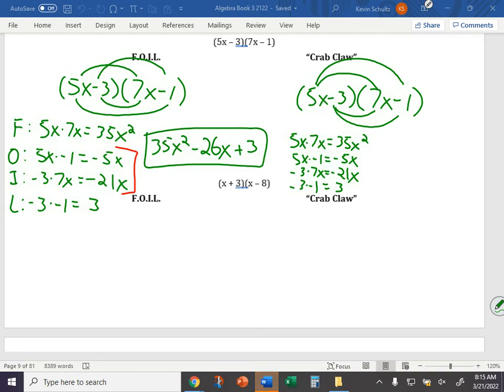Right. We look at what we can combine. We've got that negative 5x and that negative 21x. And so our final answer is 35x squared minus 26x plus 3. The exact same thing we got using Old Man FOIL. So we can be confident that we are correct.